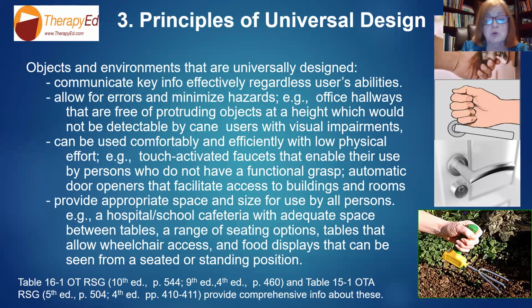And space and size for all persons. I think if you noticed that we now have a lot of waiting rooms with wider seats for people who would need a wider seat, and adequate space between so that someone with a wheelchair can maneuver. Okay. Food displays that can be seen from a seated position. Sometimes the food display doesn't have to be lower. You may have seen where they have mirrors to show someone who's sitting what is being displayed. Kind of like the mirrors outside your driveway to let you know what's there. You could have tilted mirrors so that someone could see it either sitting or standing.